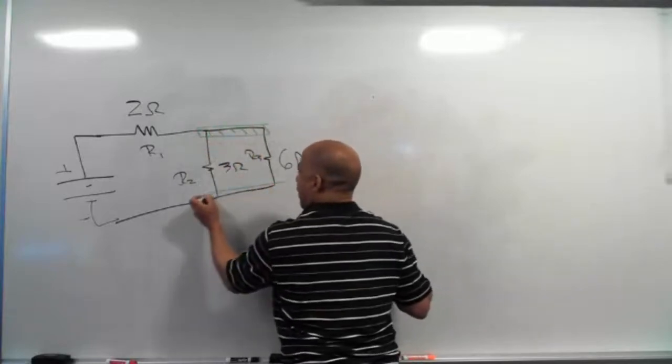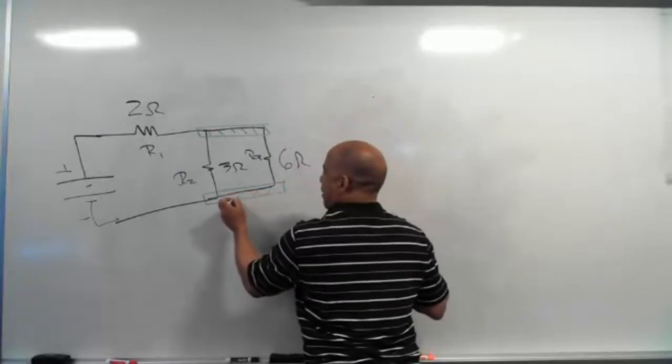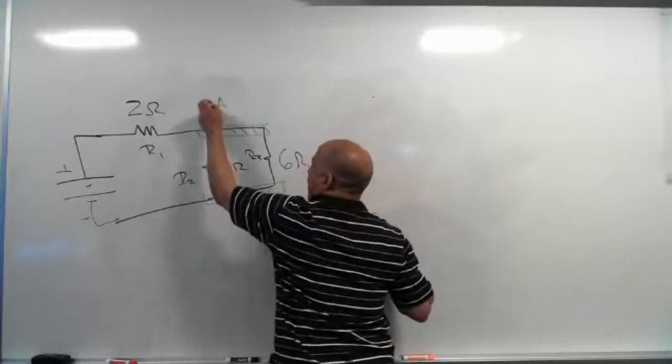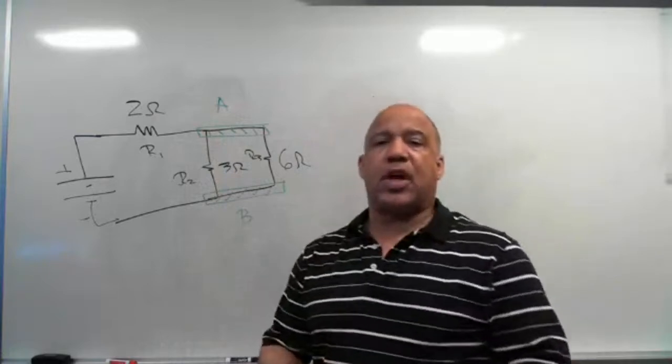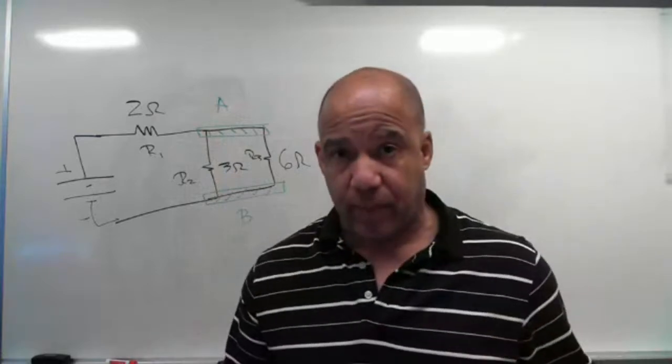I got one right here. I'm going to call this node A. I'm going to call this node B. Now, there's something called an equivalent circuit.